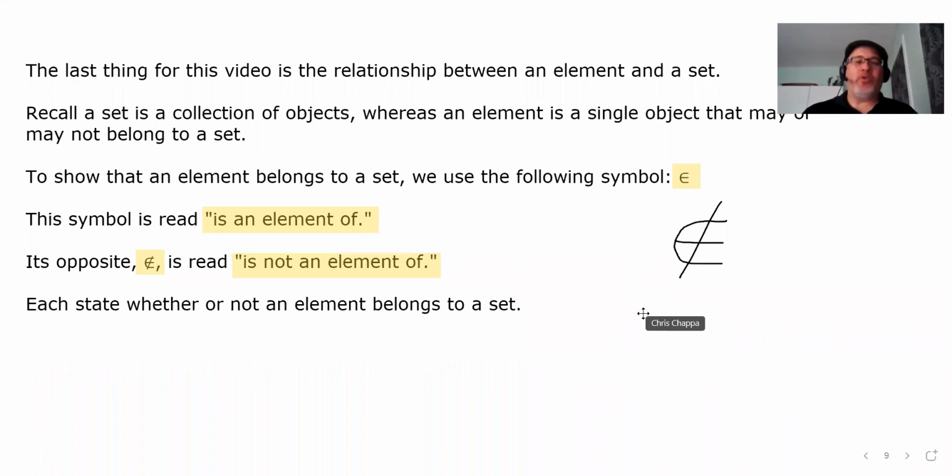Each states whether or not an element belongs to a set. So when you see a statement written symbolically with this symbol, what you are saying is either this object belongs to that collection or this object does not belong to that collection.